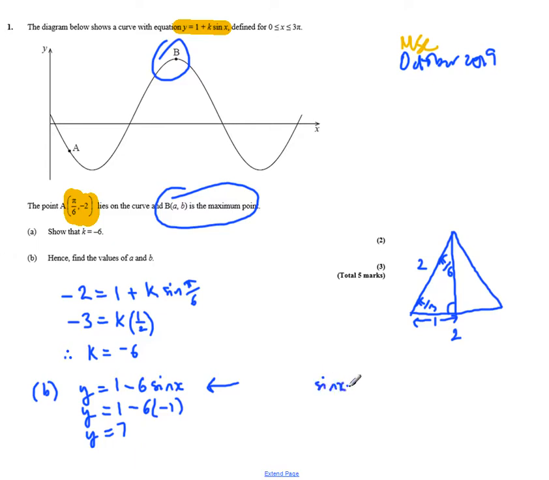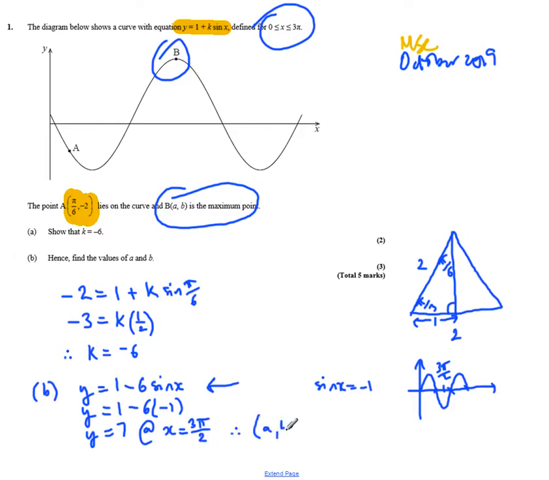Now the question is, where is sine x equal to minus 1 on this range? Well, over here, the graph of sine goes like this, where this is 2 pi, this is pi, this is 3 pi on 2, and therefore sine x is equal to minus 1 at 3 pi on 2. So that's at x is equal to 3 pi over 2, and therefore (a, b) is equal to (3 pi on 2, 7). Next question.